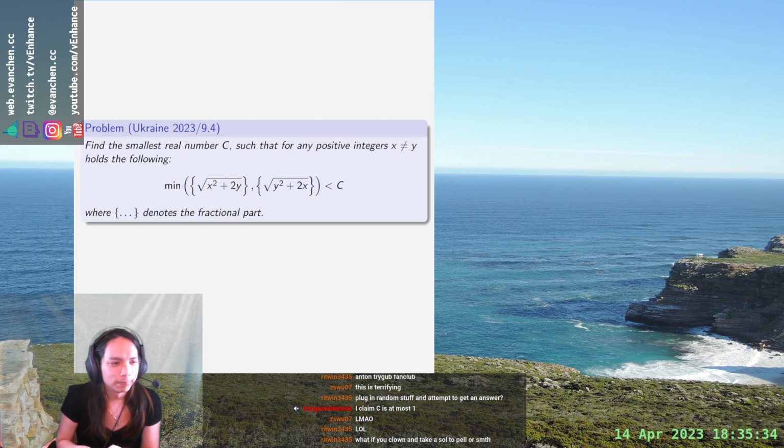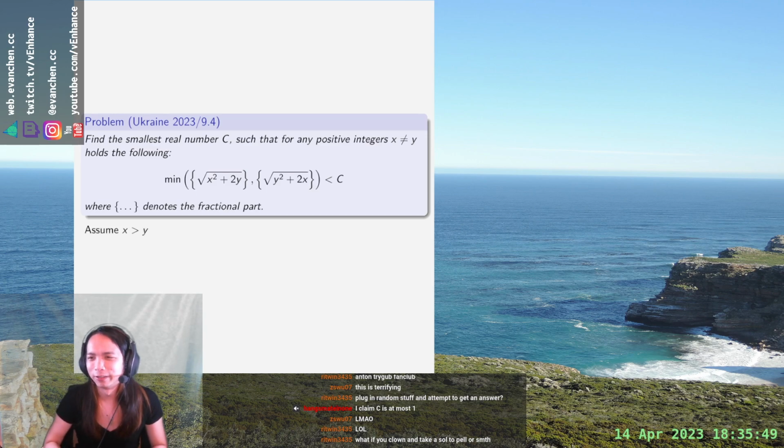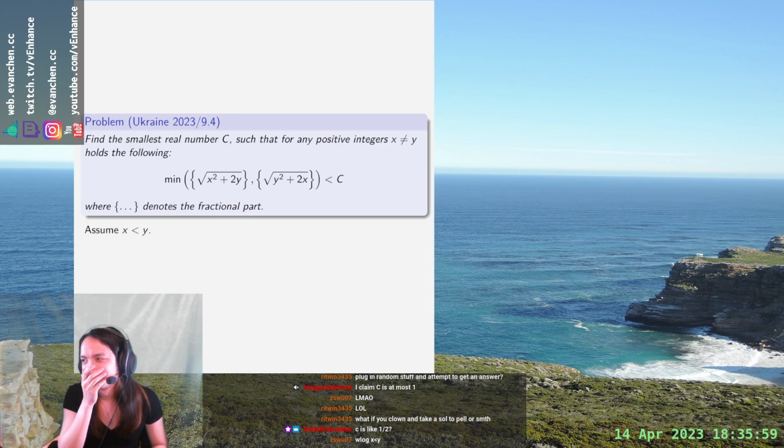I agree C is the most one. That much I support. I will tell you now that C is bigger than 0. Let's assume x bigger than y, alright? Actually, is it better to have x bigger than y or x less than y? I never know. I would believe 1/2. Let's do x less than y, alright.